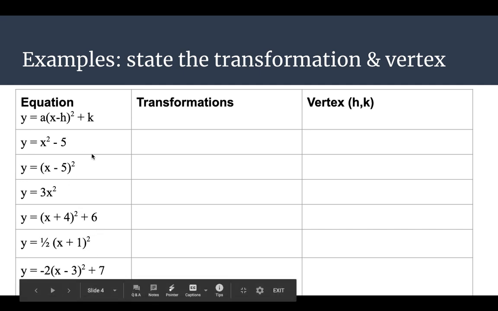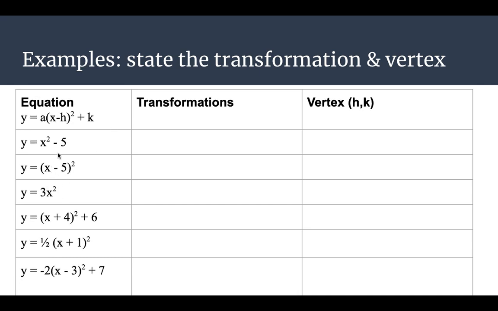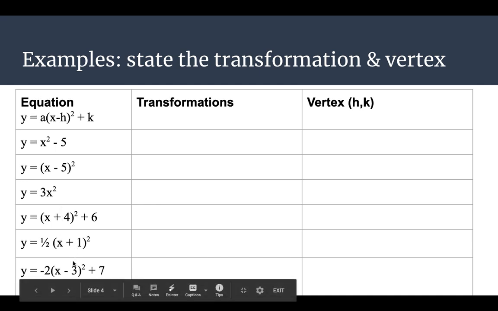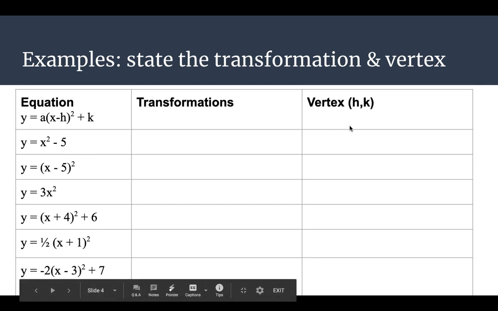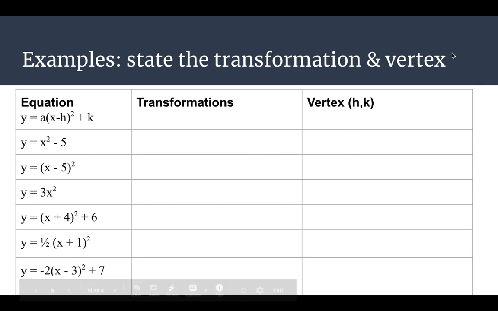Just like what we did last day, but this time we're going to have some with one transformation, and then we're going to get into some with multiple transformations. And then it wants us to say what the vertex is. So that means we're going to pull out h and k from each of these equations to say what the vertex is.